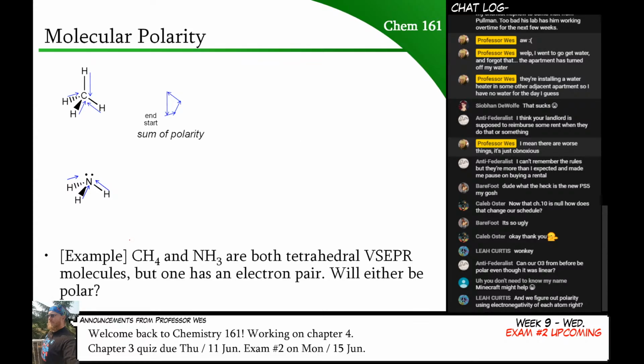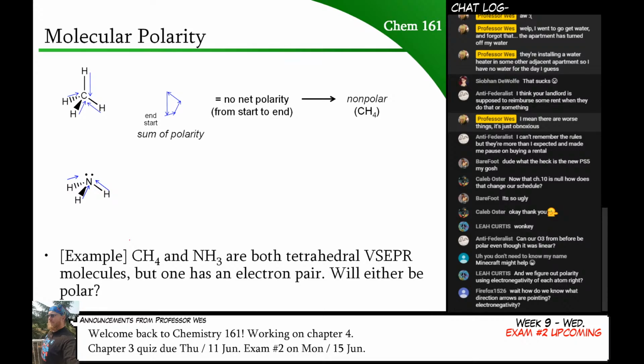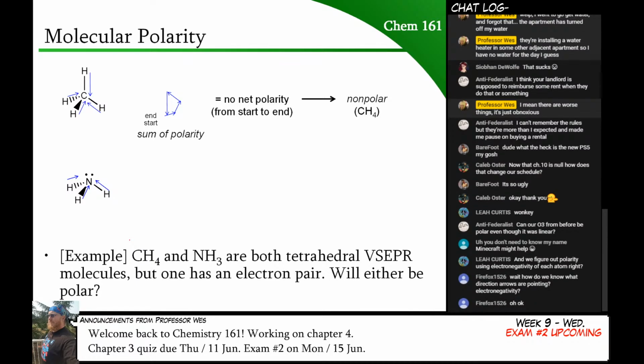So you figure out the polarity of each bond by looking at the electronegativity table. That's correct. And then you draw those arrows where you point at the more electronegative atom. Now, looking at ammonia here, it's very easy to see. How do we know which direction? The direction is we point the arrow at the more negative side.